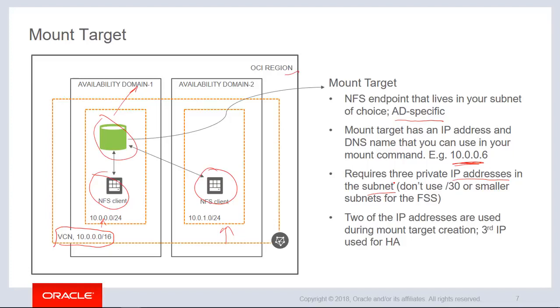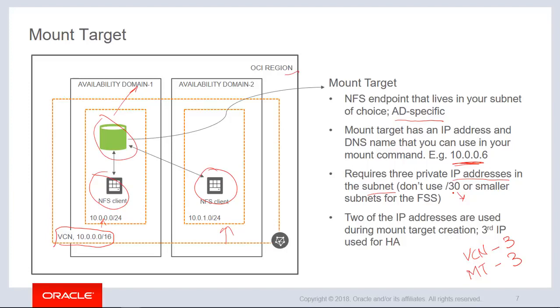So a good design practice is to not use subnets which are /30 or smaller, because remember that in a VCN 3 IP addresses are reserved. You cannot use them. And if your mount target requires 3 private IP addresses, you have to have a subnet which has at least 8 or more IP addresses, right? So don't go with subnets which are smaller than /30. Otherwise you will run into issues creating a mount target.